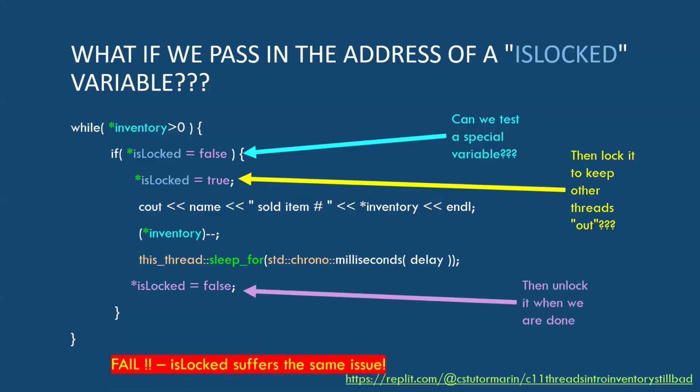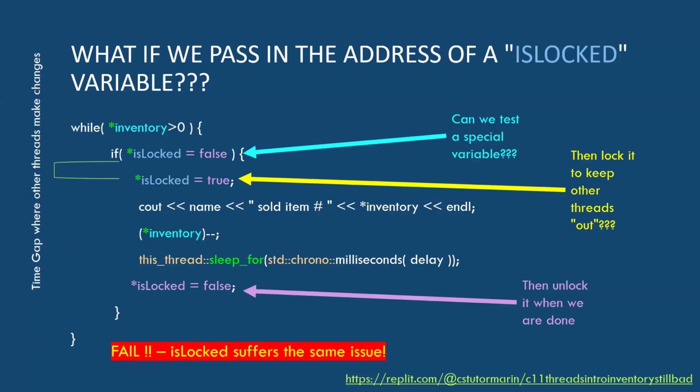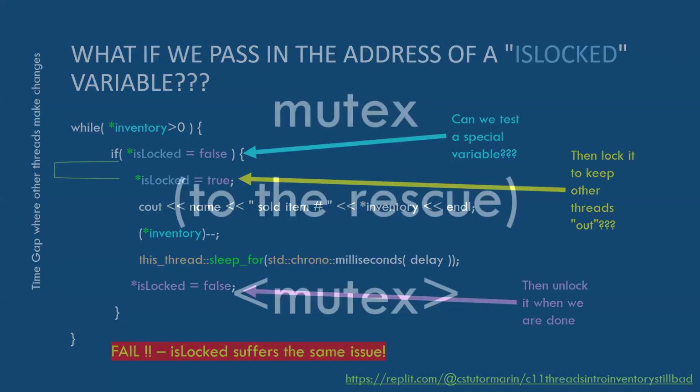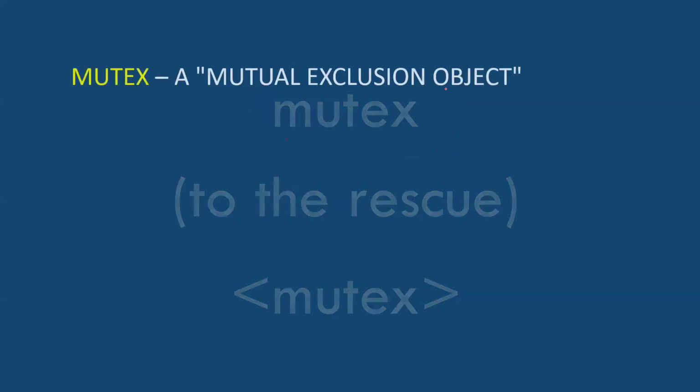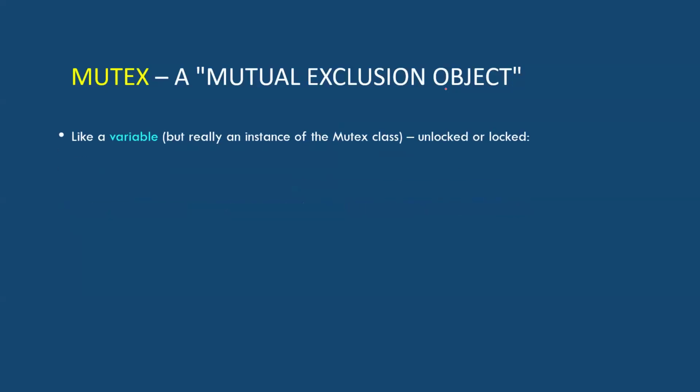But the problem is that we still have this little gap of time on our Boolean check. Somebody else could check it and see that it's not locked, and they could lock it thinking they have permission for it. So there's really no simple way around this particular problem. That's why we have the mutex. Mutex is a very special class that is able to secure a lock on a particular instance of this mutex class. So it's a bit of a strange animal.